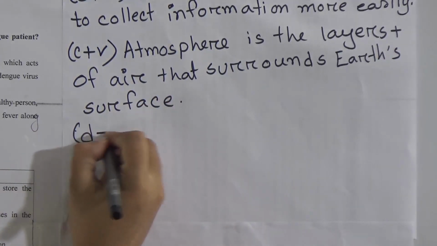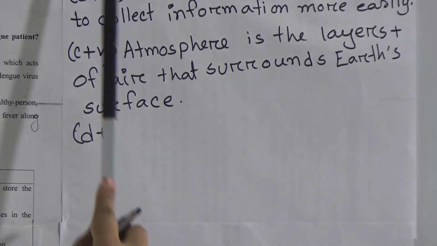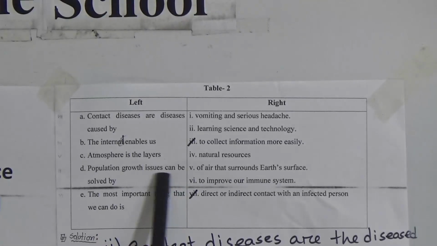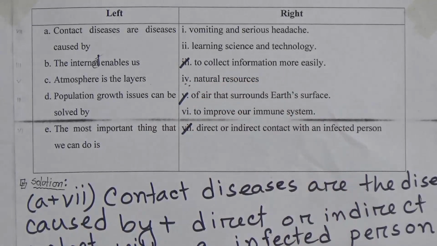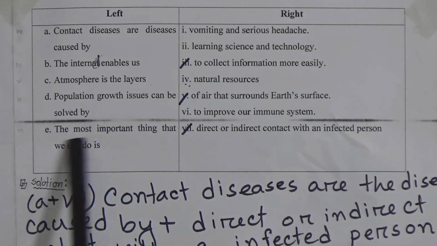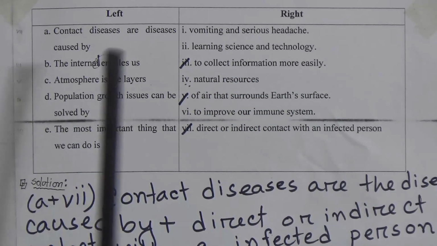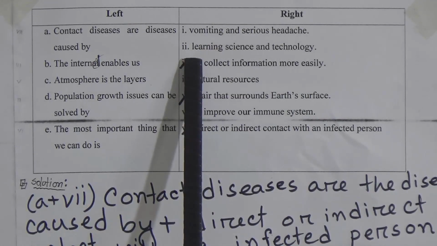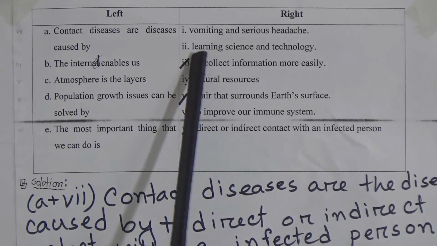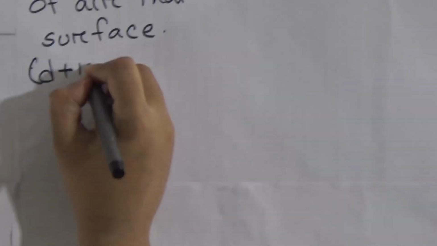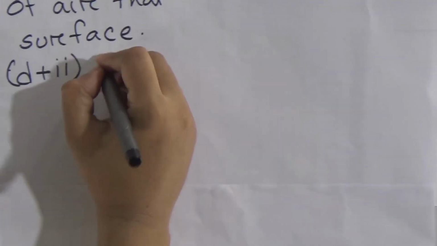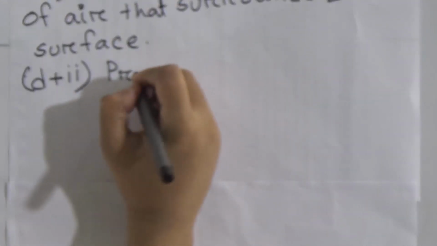Now we will match D with population growth issues can be solved. We have completed these three. Then population growth issues can be solved with, dear students, it will be matched with 2, learning science and technology. Then you have to write here 2.